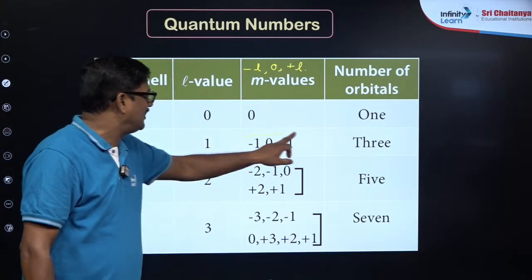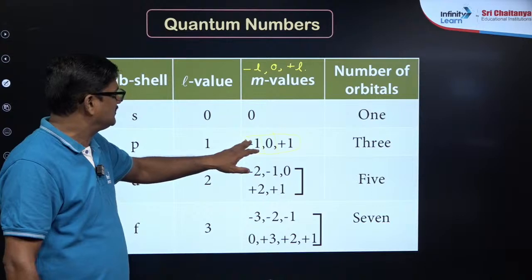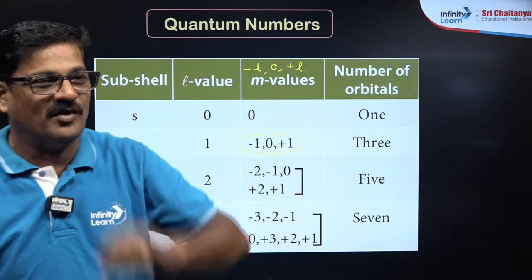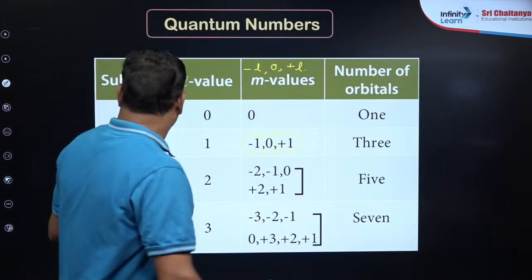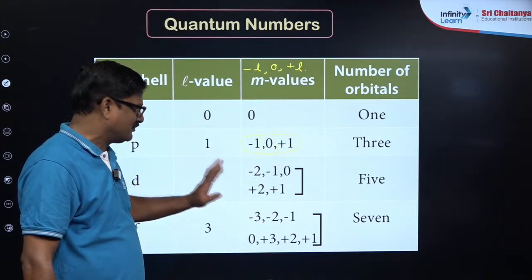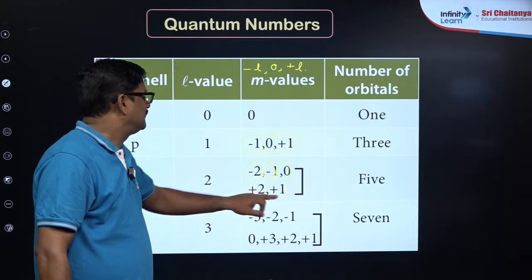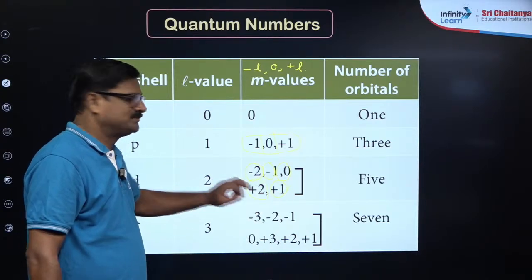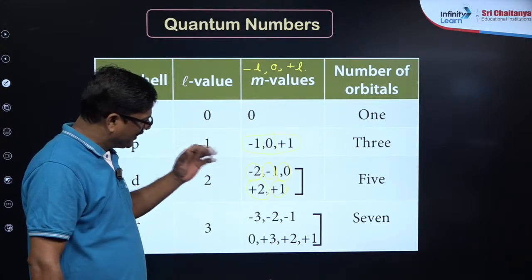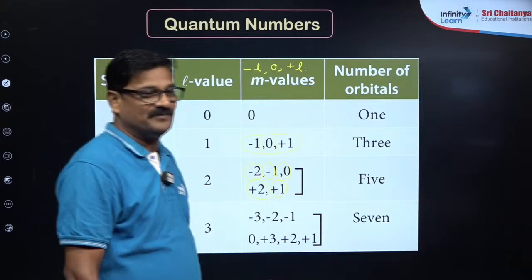If you draw like this, one orbital, one orbital, therefore for p orbital you always make three boxes. And for d orbital, l is 2: minus 2, minus 1, 0, plus 1, plus 2, that is 5 orbitals, 1, 2, 3, 4 and 5. And for f, l is 3: minus 3, minus 2, minus 1, 0, plus 1, plus 2, plus 3, so 7 orbitals.